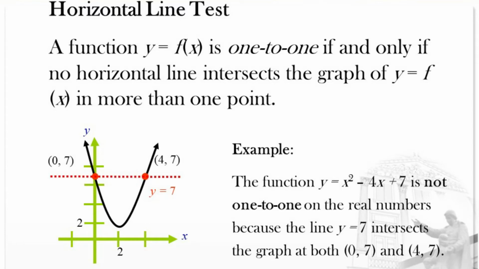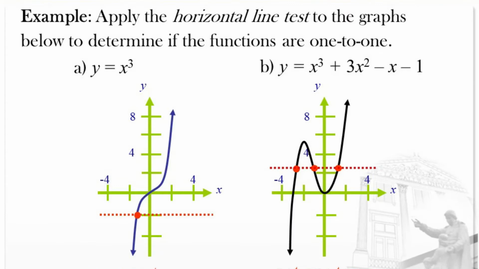What about this? y = x³. Is it 1-to-1 or not? Okay, 1-to-1. Why? Justify your answer.